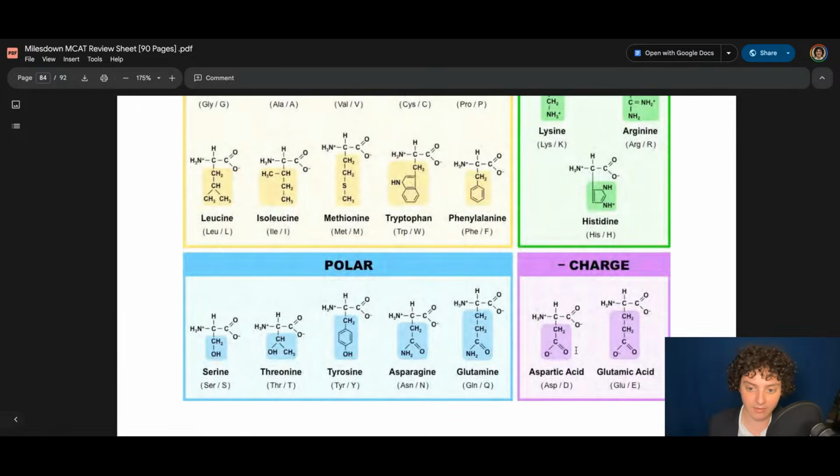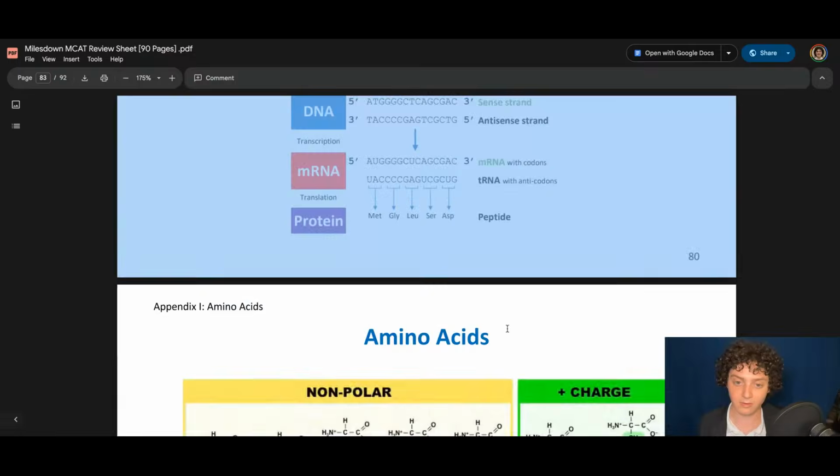So aspartic acid has the side chain CH2, C double bound to O, single bound to O, just like the backbone, that is a carboxyl group. Glutamic acid has the same side chain, just like the relationship between asparagine and glutamine, except it also has another CH2. So it also has a CH2 between the alpha carbon and the functional group at the end of the side chain, which is now the carboxyl group. So aspartic acid is the smaller, glutamic acid is the larger.